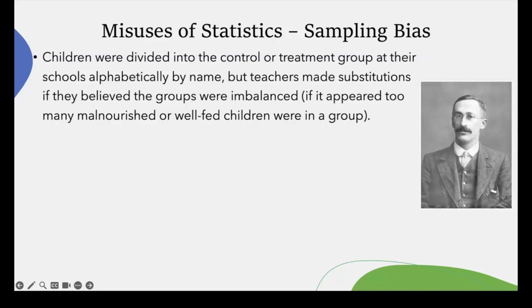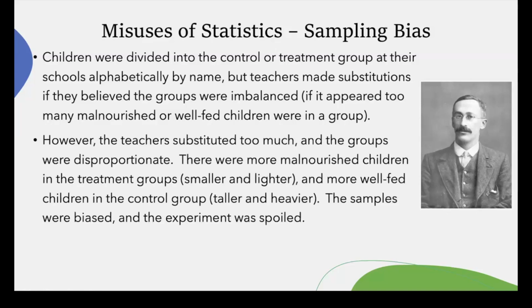So if it appeared that there were too many malnourished children or well-fed children in a particular group, the teachers would manually make these substitutions. And so what happened is the teachers overcompensated. They substituted too much, and the groups were disproportionate. There were more malnourished children in the treatment groups, and those are the kids who got milk. They were all smaller and lighter to begin with. And there were more well-fed children in the control group. They were taller and heavier to begin with. The samples were biased, and the experiment, therefore, was spoiled. Like the milk, it was spoiled and not trusted.